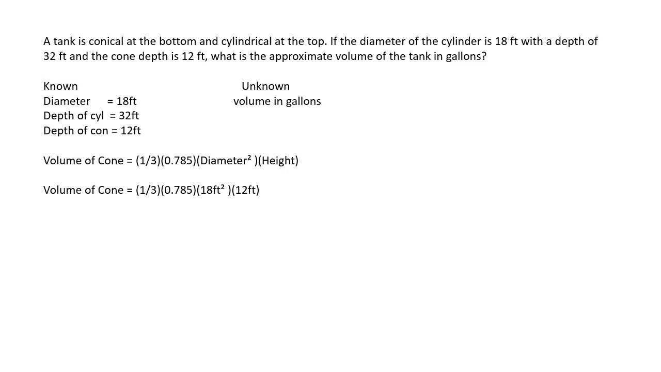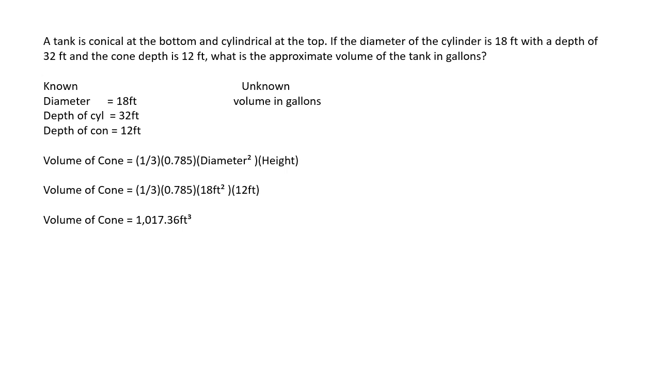So 1/3 times 0.785 times 18 feet squared, so 18 times itself, times 12 feet. You can either multiply by 1/3, the 0.3333, or you can just divide by 3. So you can actually do 0.785 times 18 feet squared times 12 feet and divide it by 3. It's a little bit easier if you have a junk calculator, which is probably what you're going to have on the test because they don't let you use your phone. They let you use a pretty crappy solar-powered calculator in Florida anyway. So when you do that math, the volume of the cone is 1,017.36 cubic feet.